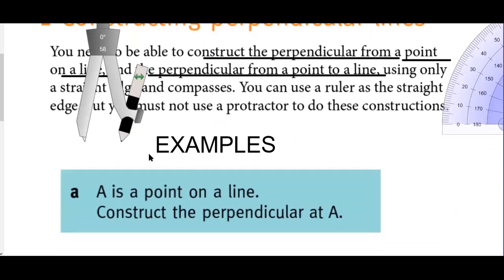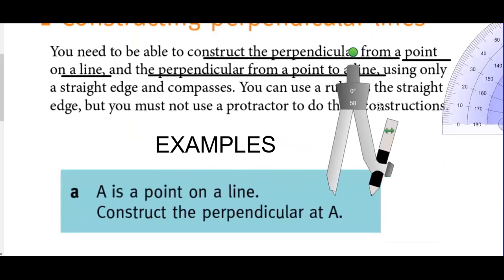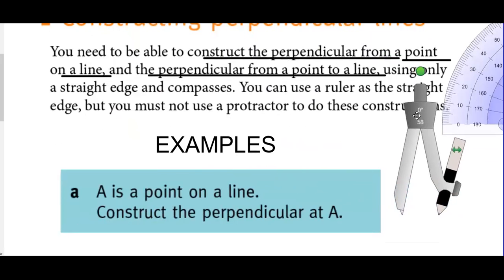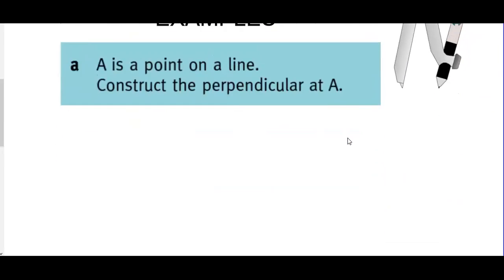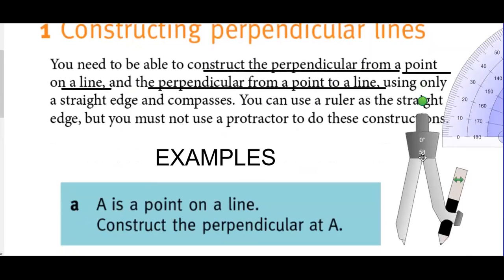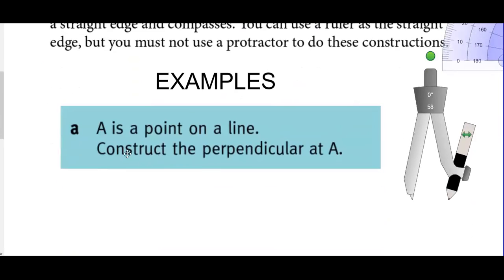Now, let us see the question. We have question A. Question A says, A is a point on a line. Can you construct the perpendicular at A?